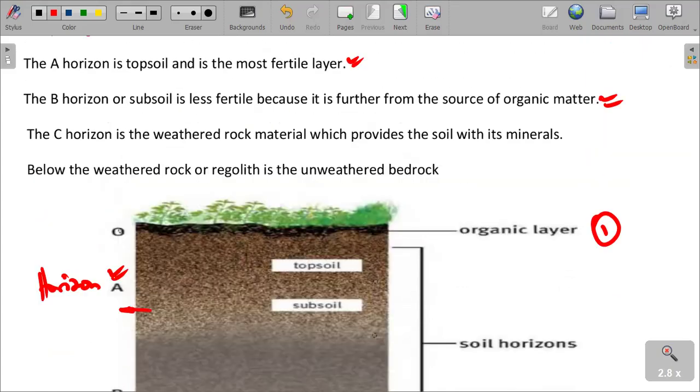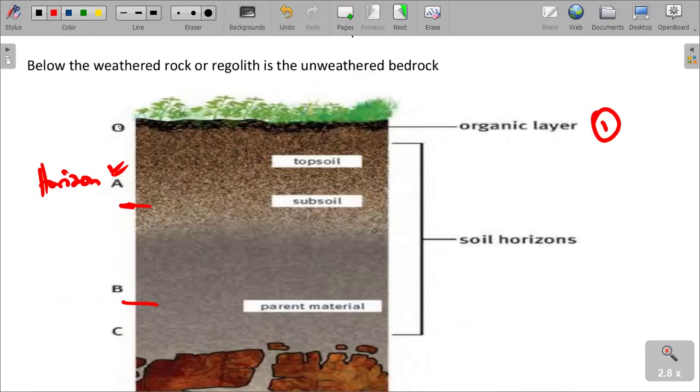Sometimes we might have some plants with very long tap roots that can reach deep into the subsoil, which is deep and also less fertile, because it is also far from the decomposing organic matter.